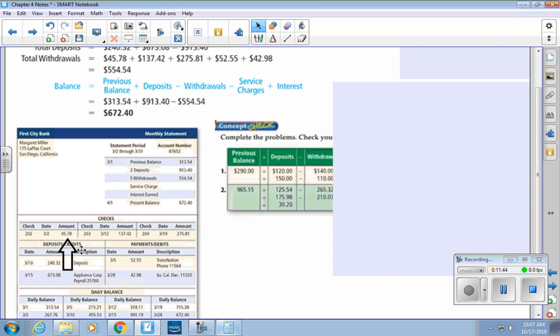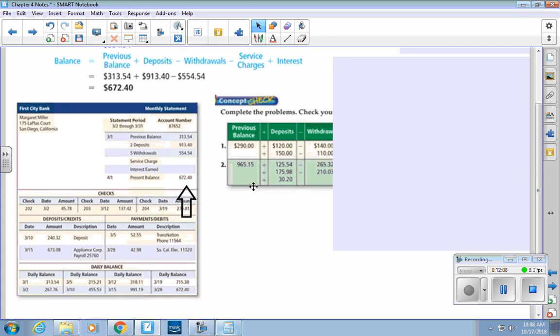On this statement, there are no service charges and no interest earned. So we're going to take $313.54, add in the $913.40 of our deposits, and subtract out our $554.54 for our withdrawals. So our total balance should be $672.40, and it is.